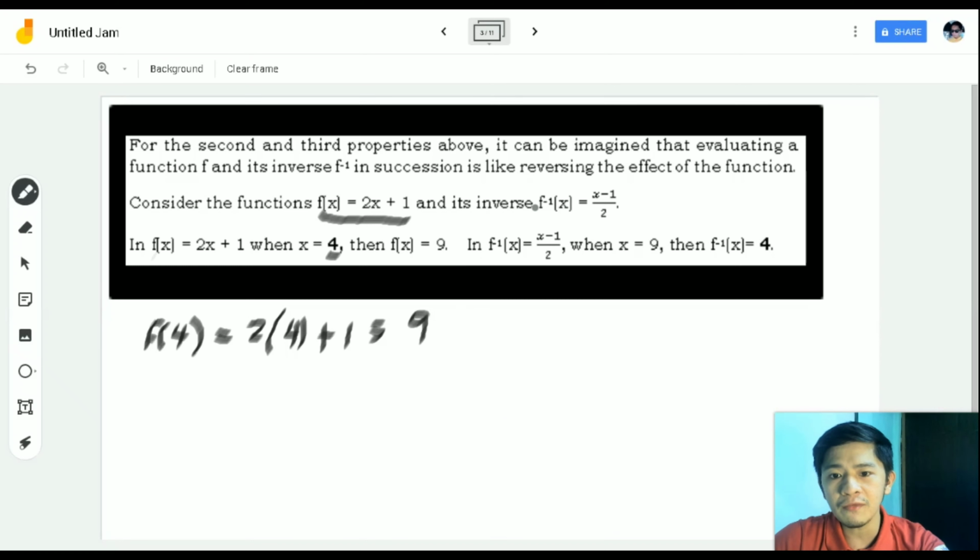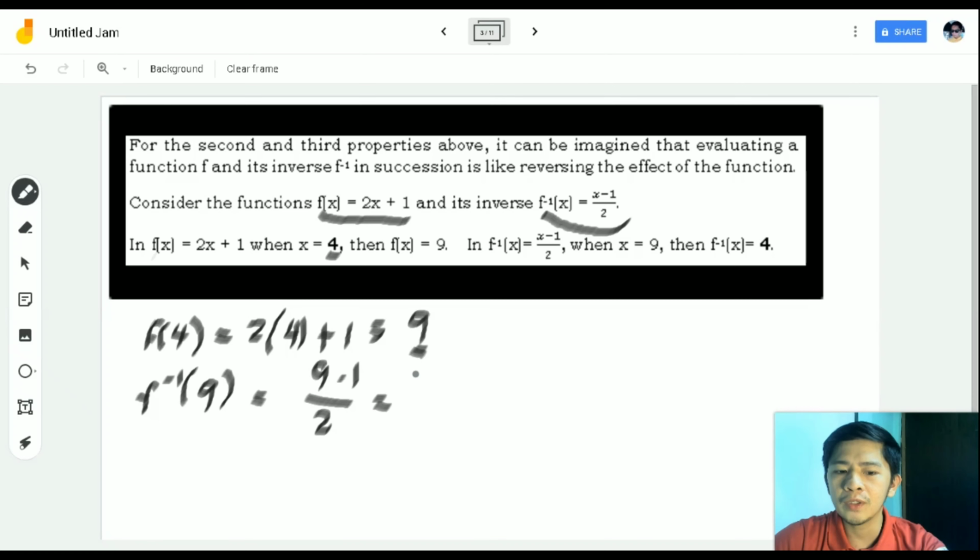So if we are going to use the inverse, that is x minus 1 over 2, let us use 9 as the value of x. So that is f inverse of 9 equals 9 minus 1 all over 2. And 9 minus 1 is 8 over 2, that is 4. So we return to the value of x. This is the property mentioned earlier, where f inverse of f of 4 goes back to 4.